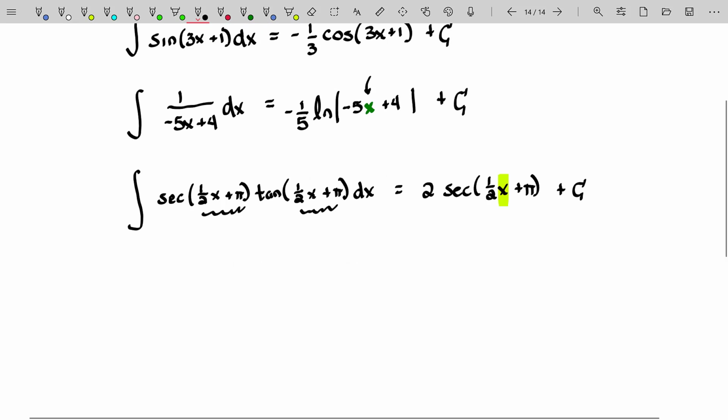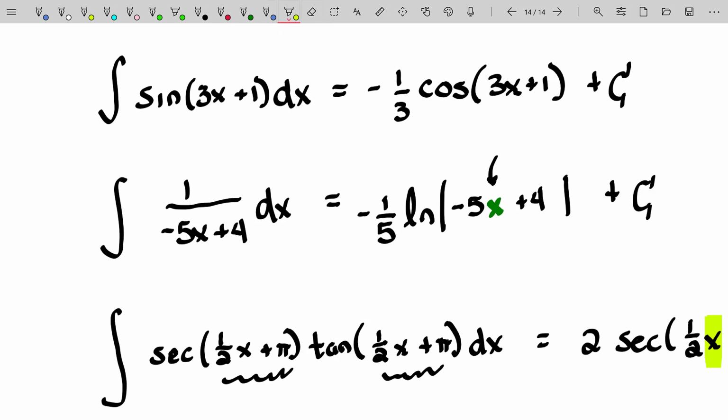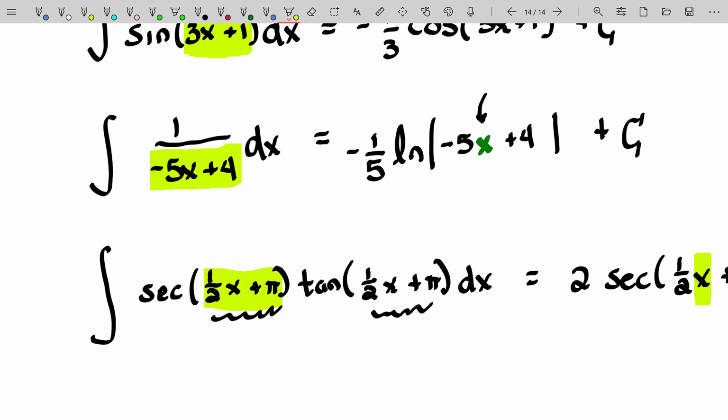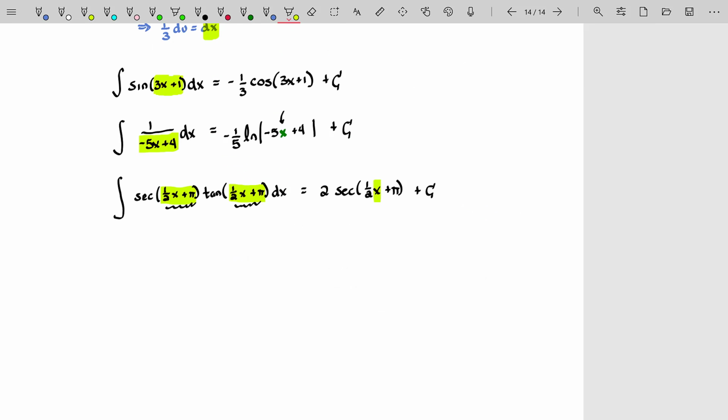You could do this all day long as the arguments of your functions here are linear. Notice all of these are linear functions. They're not 1/2 x squared plus x plus pi or something like that. It's just 1/2 x plus pi. So let's go ahead and prove that this is the case, and in so doing, allow you to use this trick from that point forward.